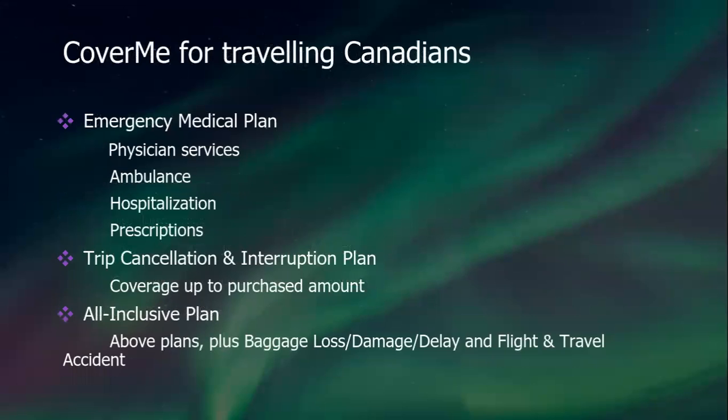Under the CoverMe plan for traveling Canadians, the emergency medical plan covers physician services, ambulance costs, hospitalization costs, and prescriptions. Also available is the trip cancellation and interruption plan. The all-inclusive plan includes both of those plans, as well as baggage loss, damage, or delay, and flight and travel accident coverage.